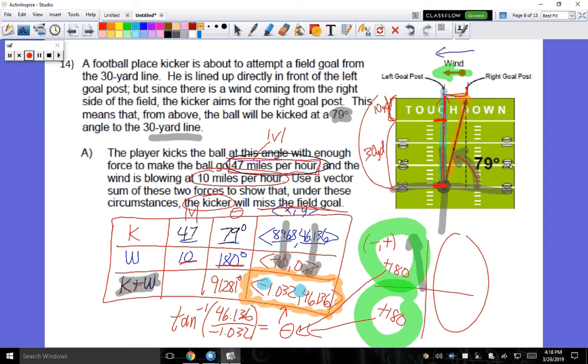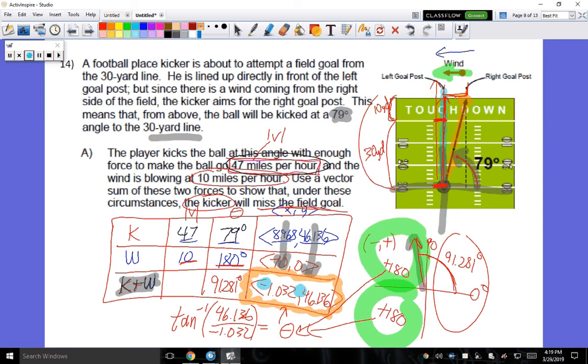So if here's 0 degrees and we go here to 90, 91 is going to be pretty much where we sketched our vector to be right there. So that total is going to be 91.281 degrees. Okay, so again, it's showing you with that angle that it's going to miss the goal. It's going to travel just to the left of the goal and it's going to miss it.